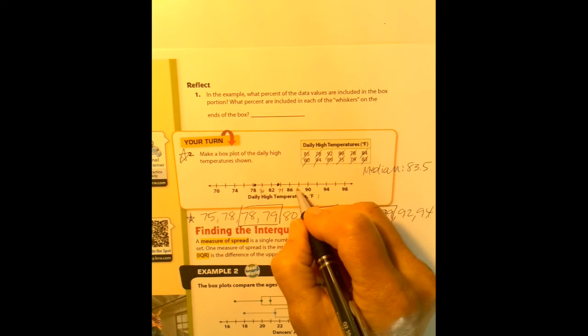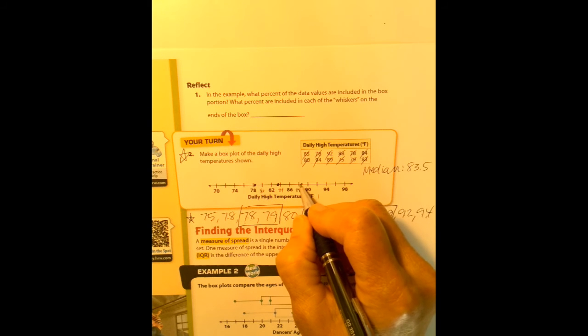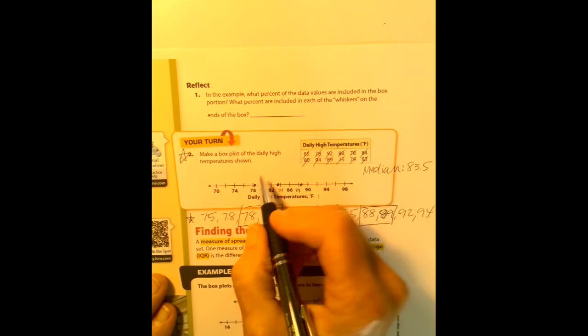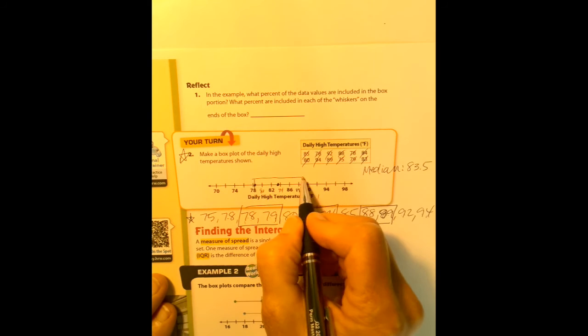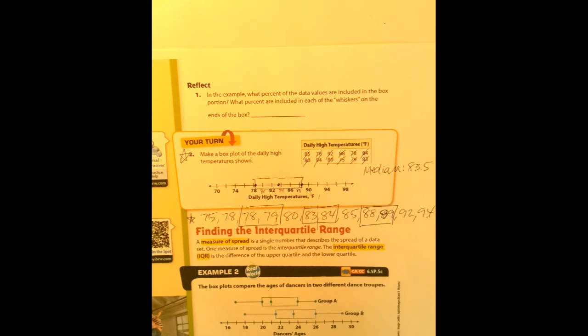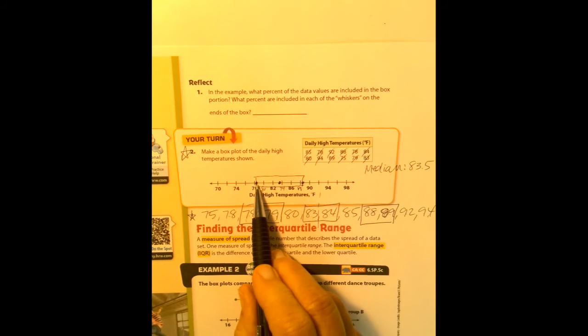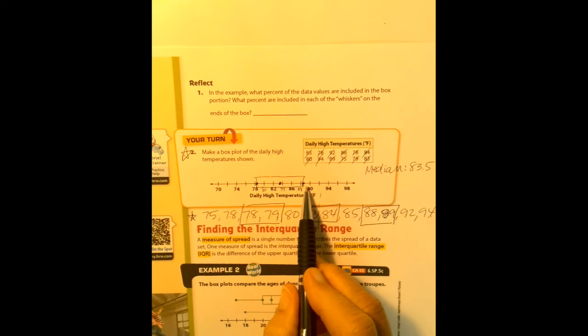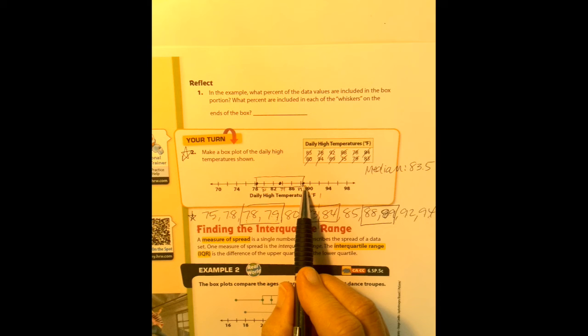So our median would be halfway between them, which would be 88 and 1/2, which will be right about there on our number line. Okay, so now the box part of this comes from drawing a box where the lower quartile, which is 78.5, and the upper quartile, which is 88.5, are on the outside edges of the rectangle.